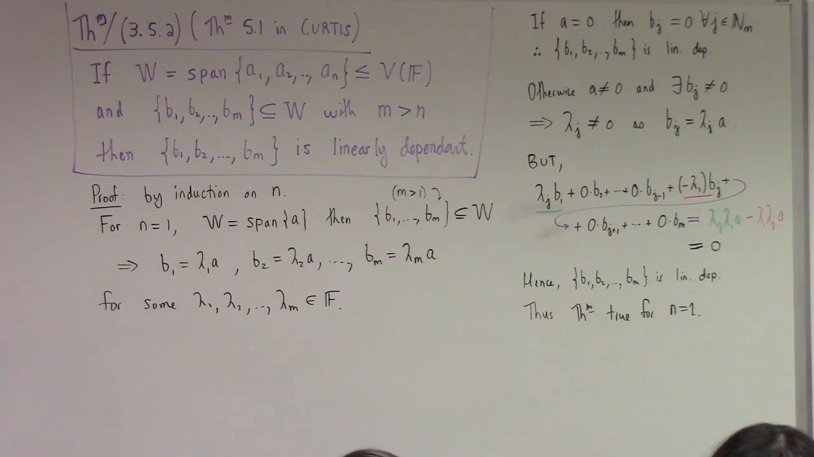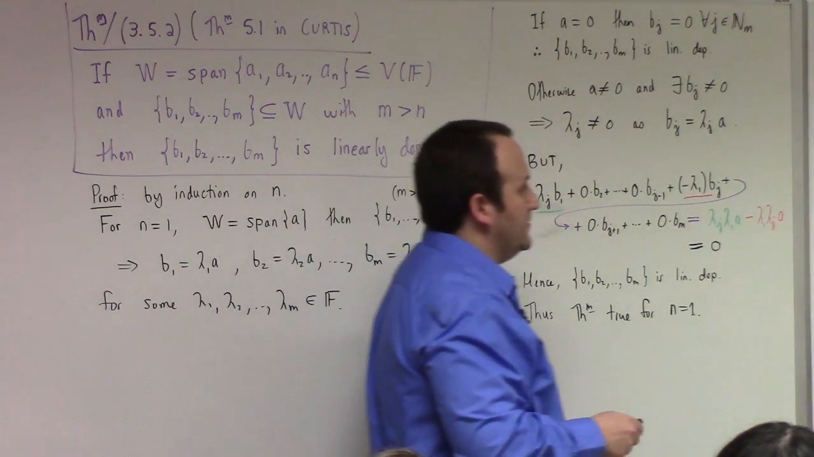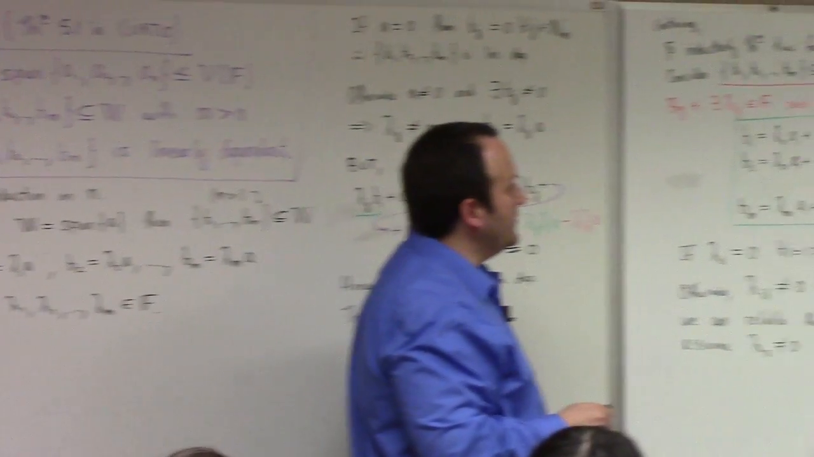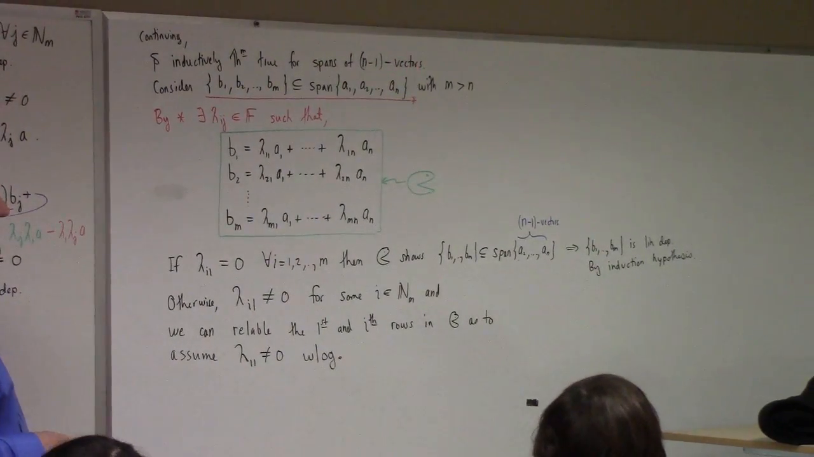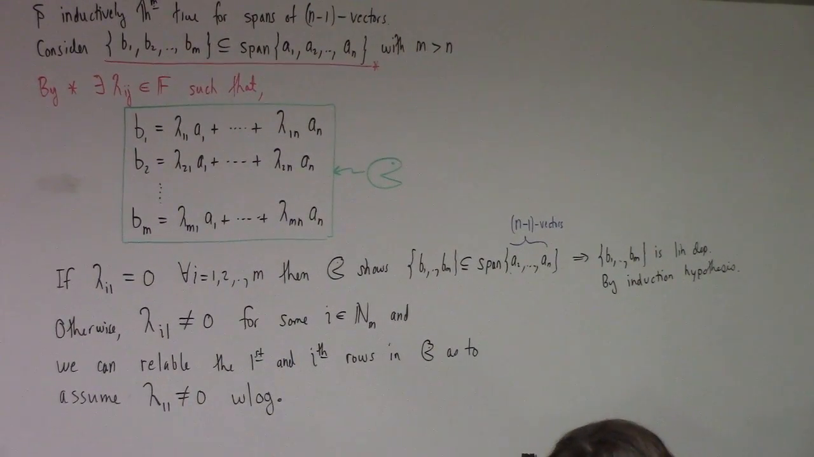So we're trying to prove that this is true for all positive integers n. So what we've got to do is induction. So next step, we suppose inductively the theorem is true for spans of n minus 1 vectors. All right? So we're going to consider a subset b1 through bm of the span of n vectors, and we're going to suppose that m is greater than n, because that's the precondition of the theorem. So we want to assume that.